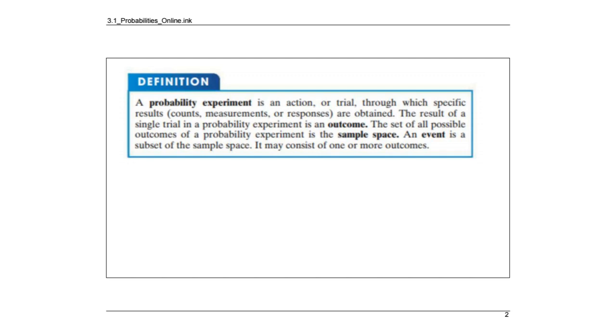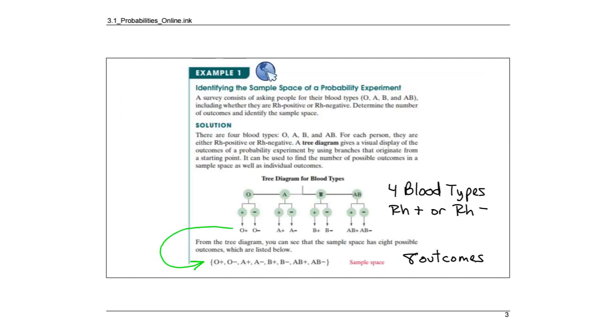Whereas if I'm rolling, let's say, a single six-sided die, I could get a 1, a 2, a 3, a 4, a 5, or a 6. And so that would be my sample space. We're going to look at those in just a minute. Okay.